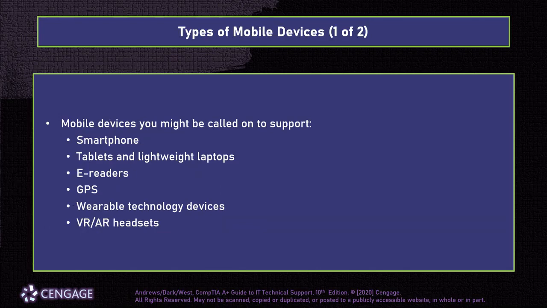So there are, of course, things that were considered common for mobile device support, smartphones and tablets being a big one. There are sometimes what are called netbooks. They're a little bit less common now, but lightweight laptops, ultrabooks, Chromebooks, things like that. E-readers, so things like your Kindle, the Nook.